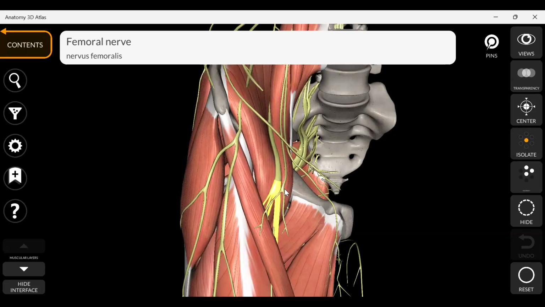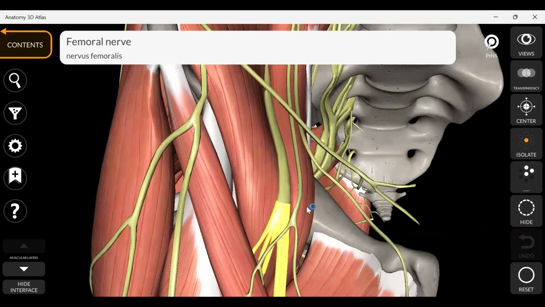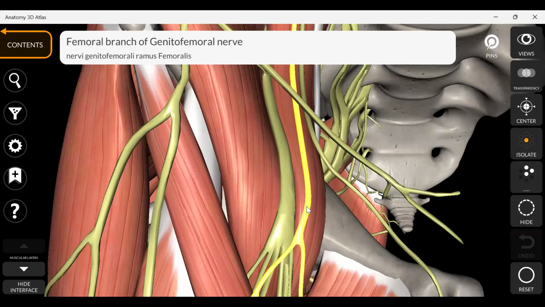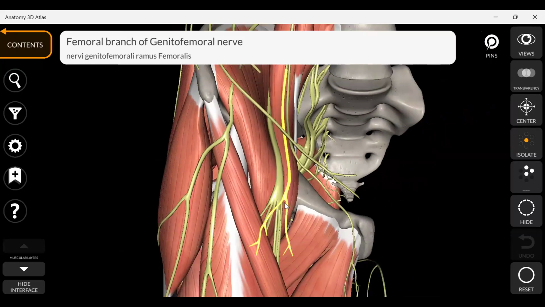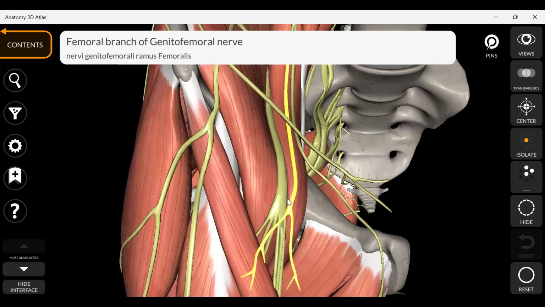But close to the femoral artery, we have another nerve. See this one. This is the femoral branch of the genitofemoral nerve. So, if there is a pain going to the medial side of the groin, and sometimes if the genital branch is also involved, it can come to a portion of the scrotum as well. That is the genital branch of the genitofemoral nerve. Remember, this nerve is comparatively easy to identify. That is the femoral branch of the genitofemoral nerve.